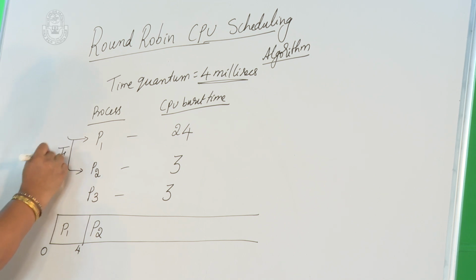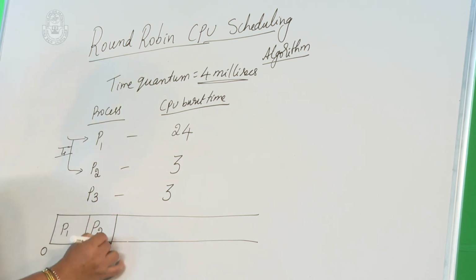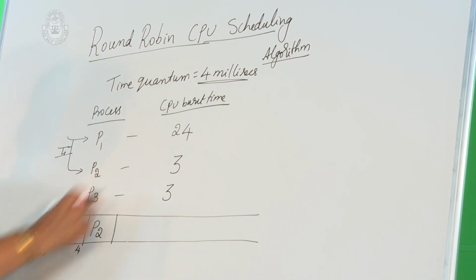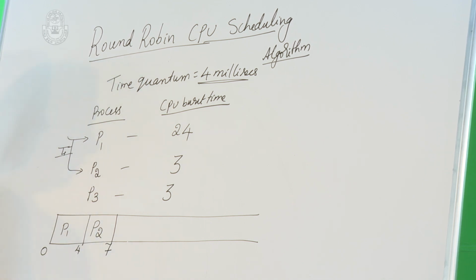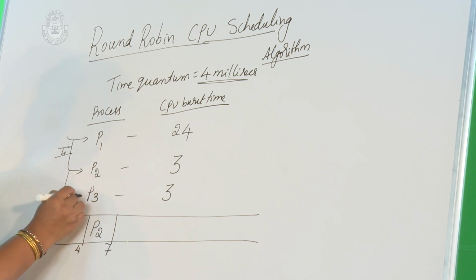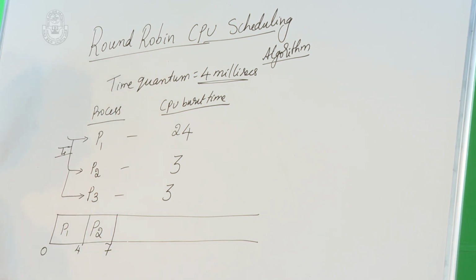After 4th time unit, it will switch to P2. But the time required by P2 is within this time quantum. So it needs only 3 time units. So 4 plus 3, at 7th millisecond, P2 execution is over. So it will voluntarily release the CPU, and now CPU will be given to P3.